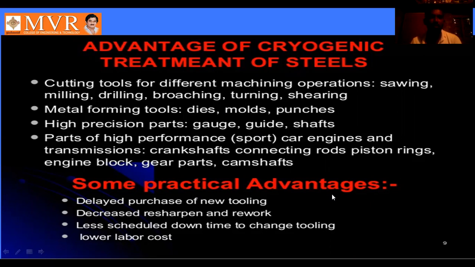Some of the practical advantages, see here: delayed purchases of new tooling. For manufacturing new tooling, you can also use this type of heat treatment. Decreased repair and rework. This is one of the practical advantages. Less scheduled downtime to change tooling. That is one of the practical advantages. Lower labor cost. Lower labor costs are incurred with the cryogenic heat treatment procedure. So this is one of the advantages.